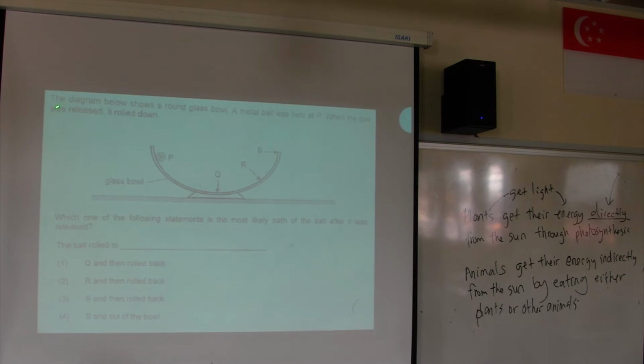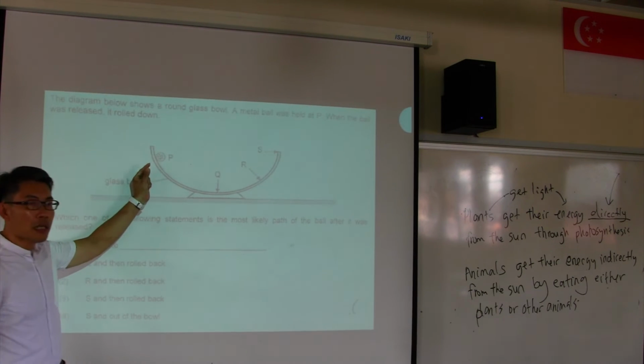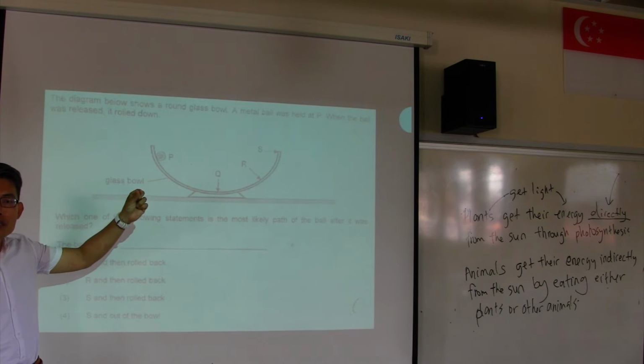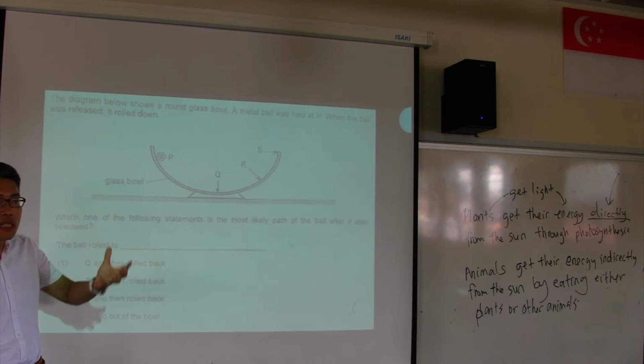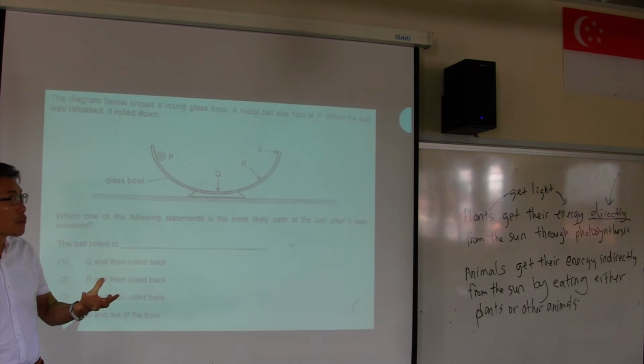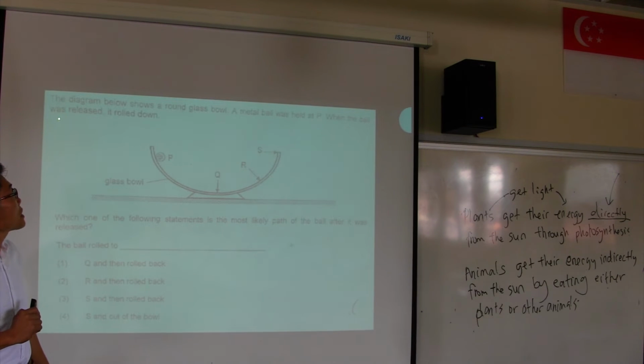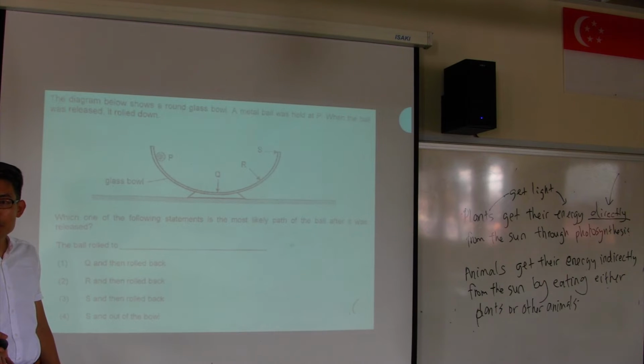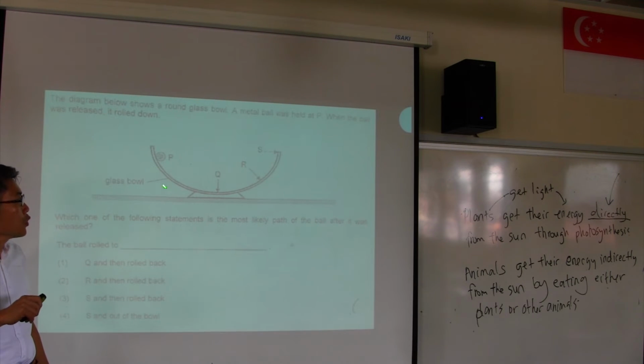I'll read the question to you. The diagram below shows a round glass bowl. A metal ball was held at P. Held means there was somebody with fingers holding it at P. Just like you were holding the wooden ball, styrofoam ball, metal ball, plastic ball, when you were dropping them in the science lab into this container of flour. Now, when this person released it, this ball rolls down. So far makes perfect sense, right?